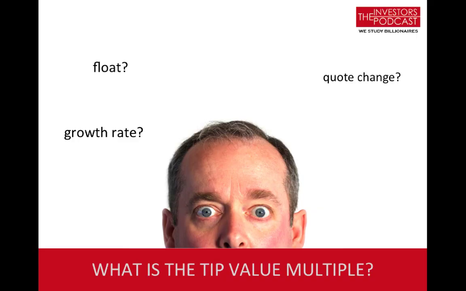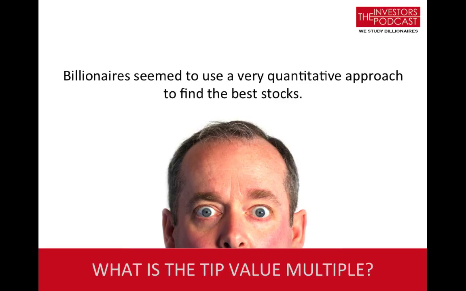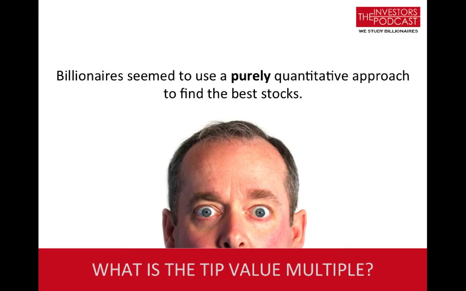They popped up in academic papers and in various books and articles that we read here on the podcast. Actually, the more we studied billionaires, the more it seemed they were using a very quantitative approach to find the best stocks. Sometimes they even used a purely quantitative approach, meaning they would be investing in stocks according to a formula, and then they would buy all the stocks that the formula told them to, without doing any kind of personal analysis.